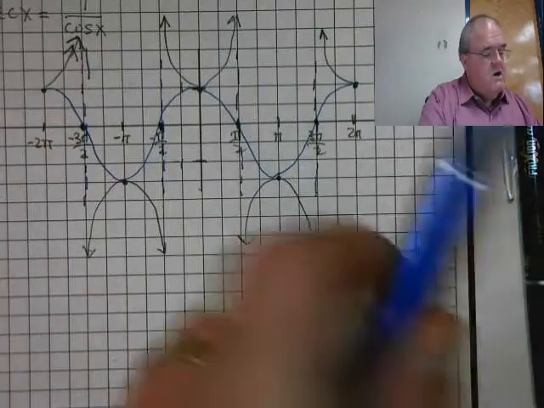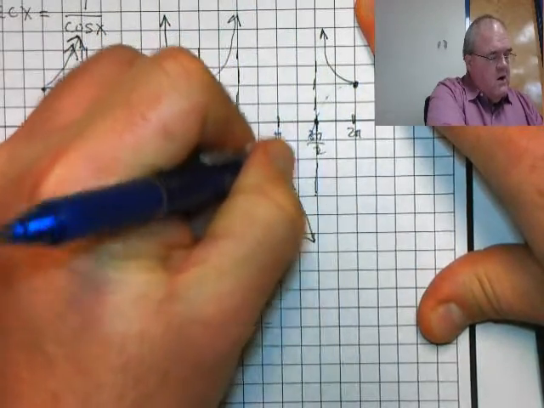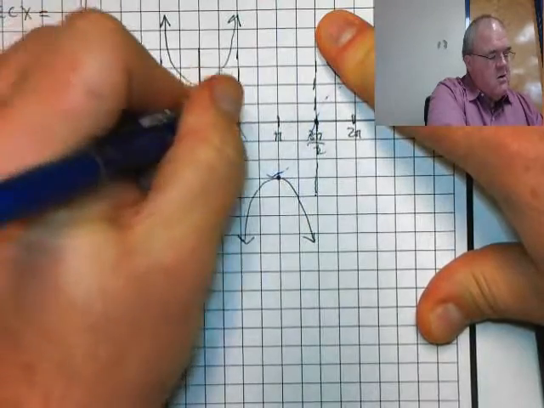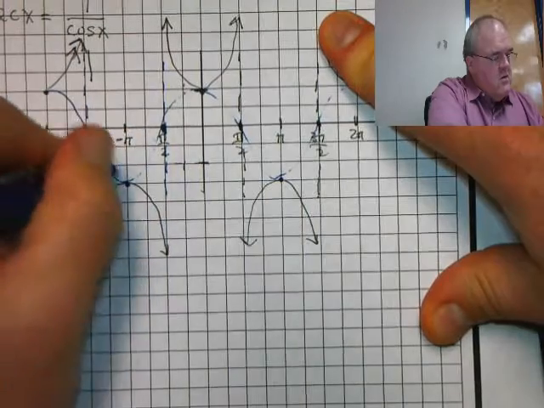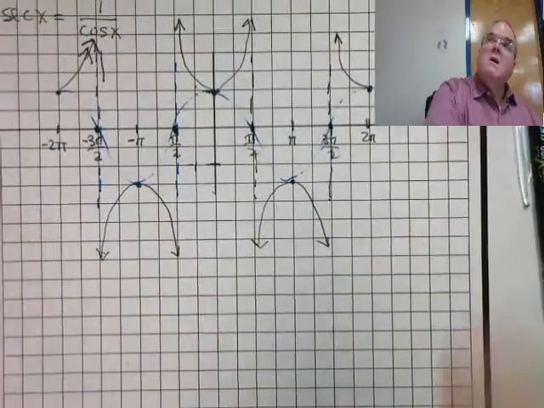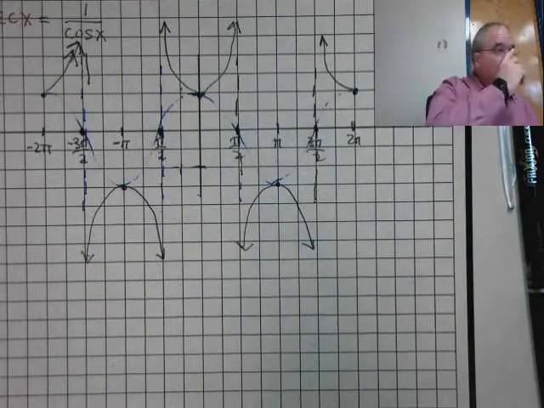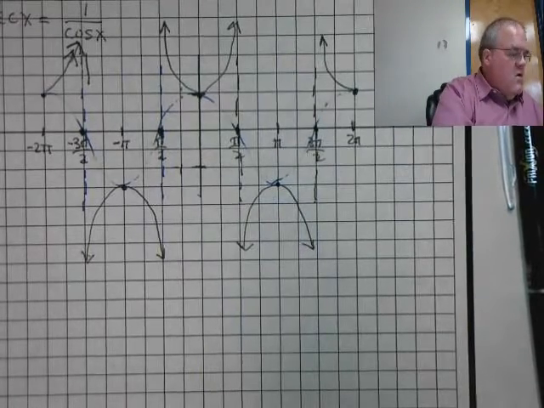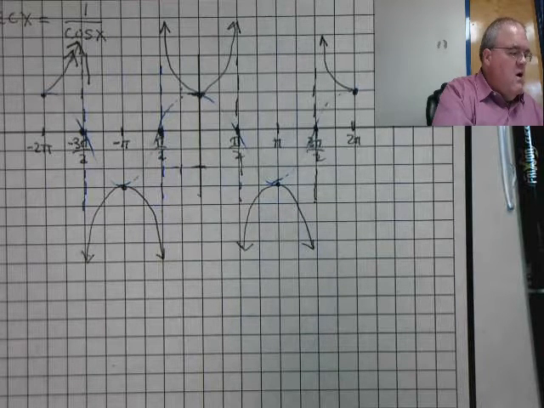So we can now get rid of our cosine curve. And that's what the secant looks like. We use our cosine curve to determine our asymptotes and determine where we start. So that's the general form of the secant curve.